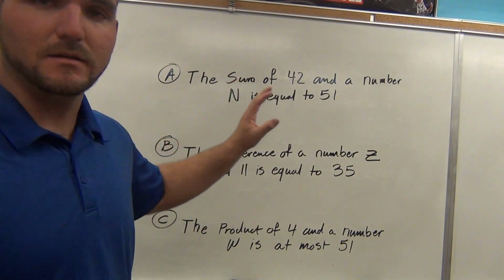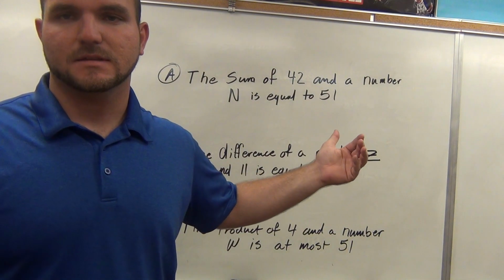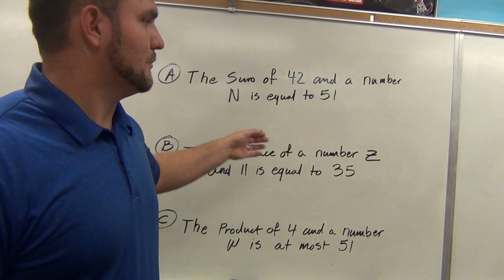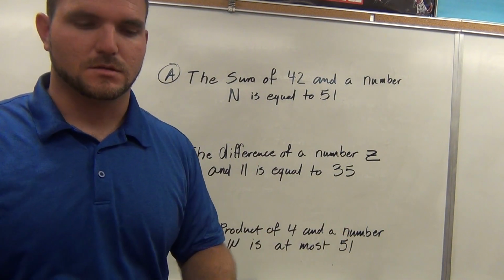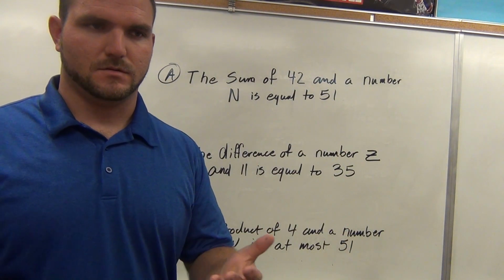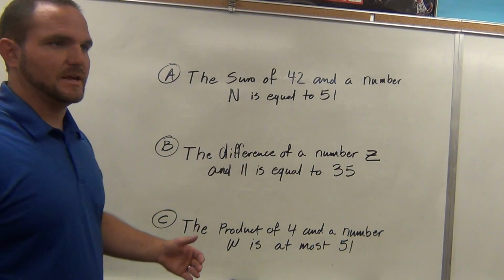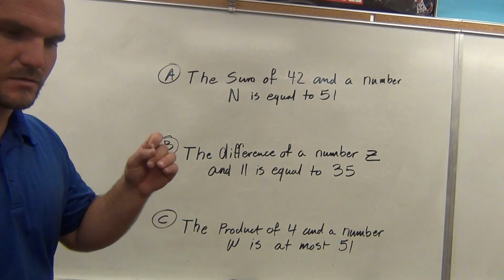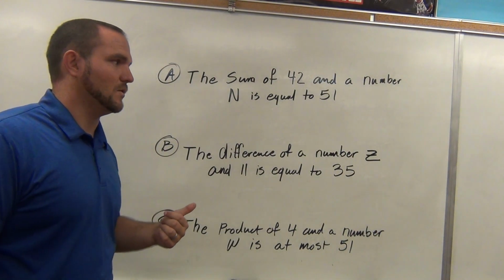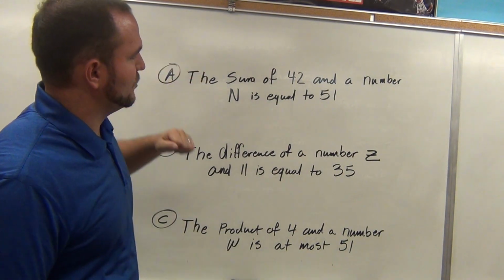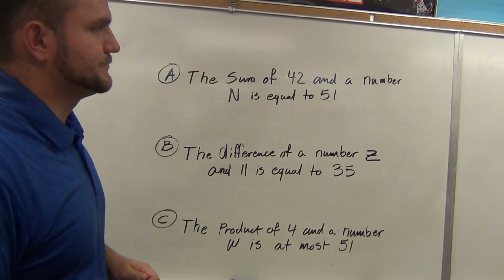Hopefully what we get by the end is we're going to have expressions. We're also going to have equal signs in these, so we're going to have equations, and we're going to write these out and be able to translate these phrases I have on the board into expressions and equations. Okay, so let's get started. So once again, hopefully you've been practicing with your cards to be able to pull out some of these phrases and put them into a number form. So the sum of 42 and a number n is equal to 51.